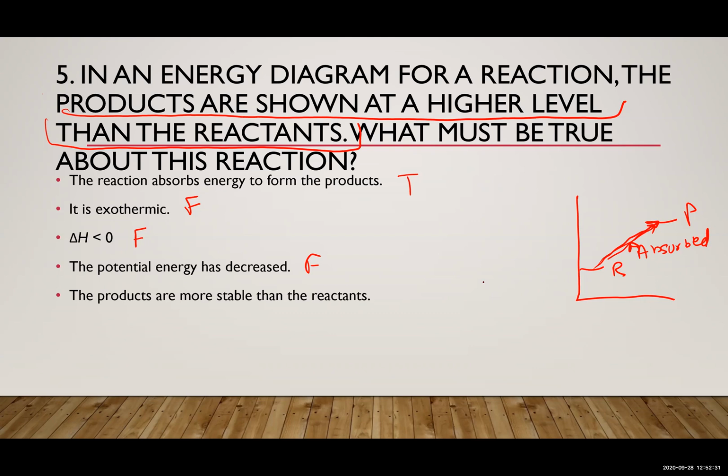The products are more stable than reactants. I don't know if you read in this chapter earlier, but high energy means instability. Everything wants to be as low in energy as possible. So having more energy makes the molecule more unstable. So this is false, because products have high energy, so they are unstable. Things break when you add more energy to them, so they become more and more unstable.